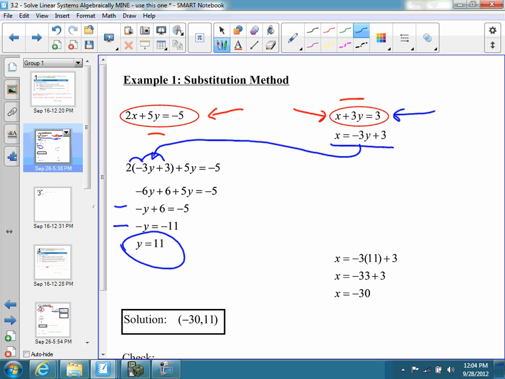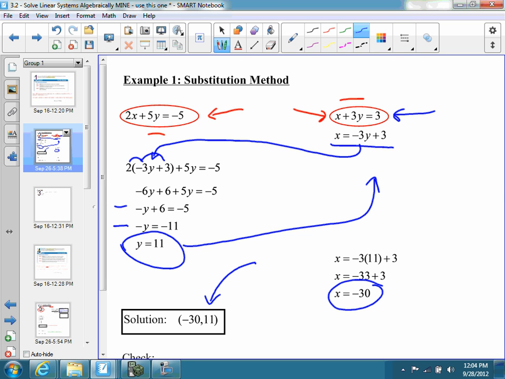Well, that's kind of nifty. Now that I know that y is equal to 11, I can just come right back here to my other equation and plug y equals 11 into it. So x is equal to negative 3 times 11 plus 3. So x is equal to negative 33 plus 3. x is equal to negative 30. So the solution to my linear system is the ordered pair negative 30, 11.